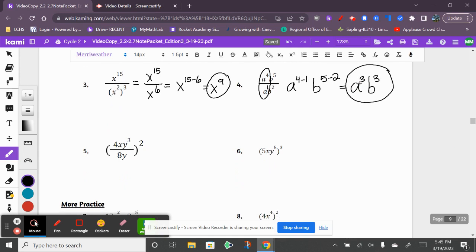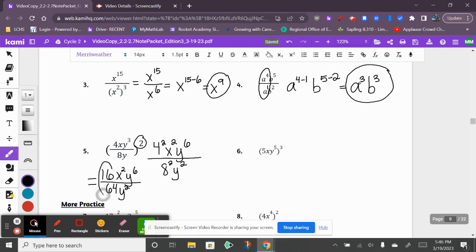For number 5, we can first go ahead and distribute the 2 to all of the parts. So we're going to distribute it to every single part. So this will be 4 to the 2nd, x to the 2nd, y to the 6th, and then the bottom will be 8 to the 2nd, y to the 2nd. If we work out those parts, we get 16, so we're just squaring those. 16x squared, y to the 6th, over 64, y squared.